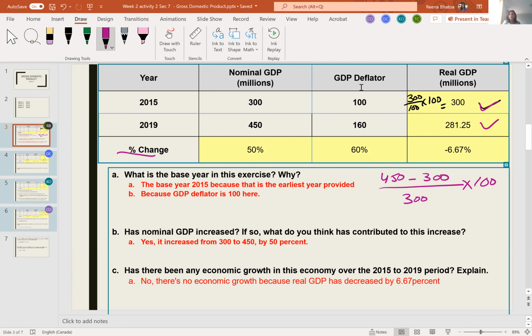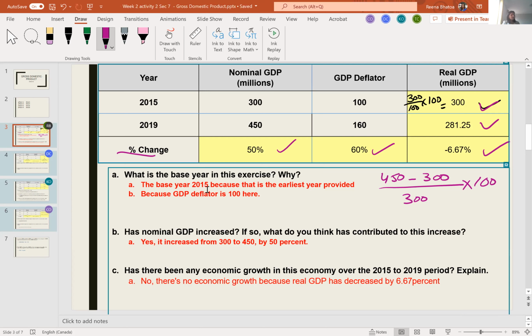Same formula you apply on GDP deflator. 160 subtract 100 divided by 100 times 100. It's 60% growth in the price level. Same formula for real GDP with 281.25 and 300. When you do it with real GDP, you can notice that in 2015 real GDP was 300 and in 2019 real GDP decreased to 281. So the growth rate will definitely be a negative number.